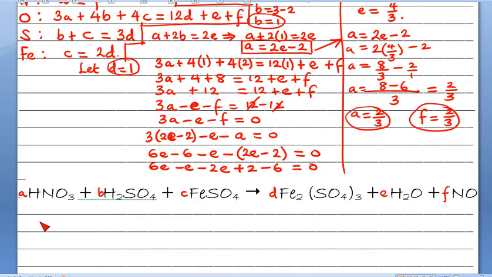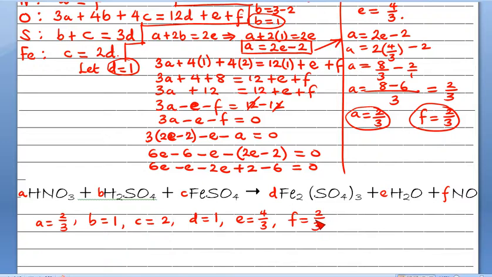So let's compute them now. We've gotten A to be 2 over 3. We've gotten B to be 1. We've gotten C to be 2. We've gotten D to be 1. And we've gotten E to be, what's E? 4 over 3. And then we've gotten F to be 2 over 3.